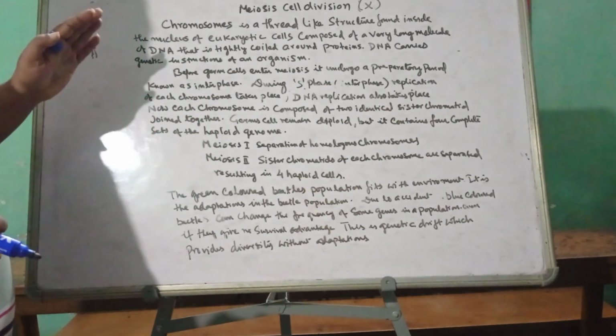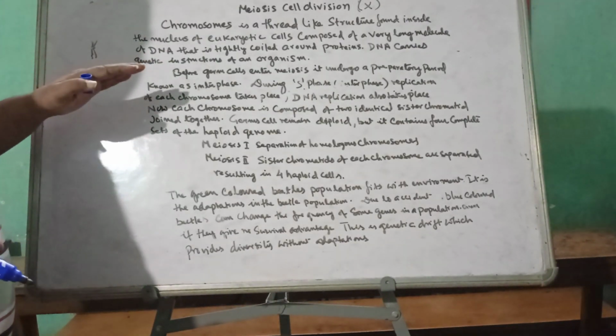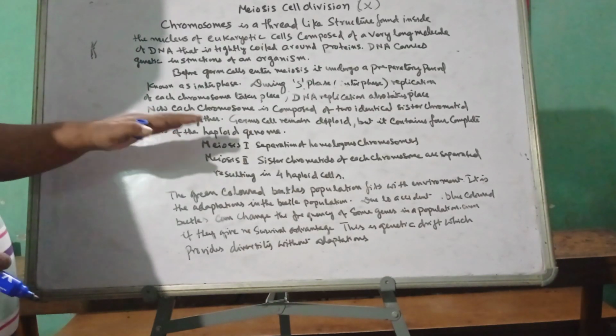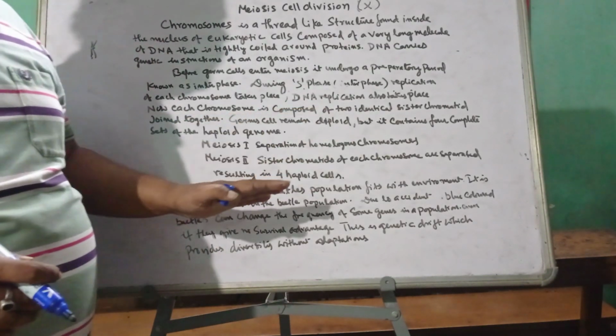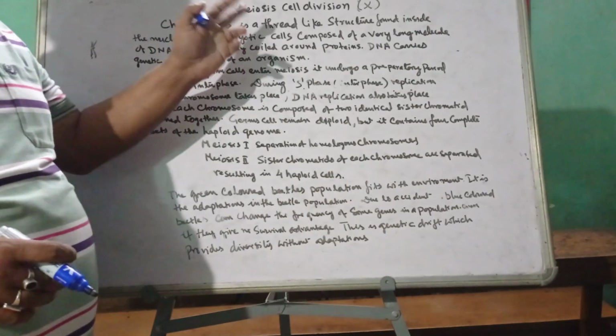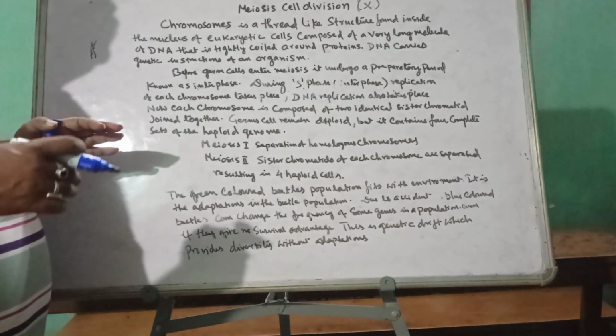From the Mendel experiment, this was the primitive stage, and this gives you the full explanation of cell division. This is meiosis cell division, which actually takes place in your germ cells.